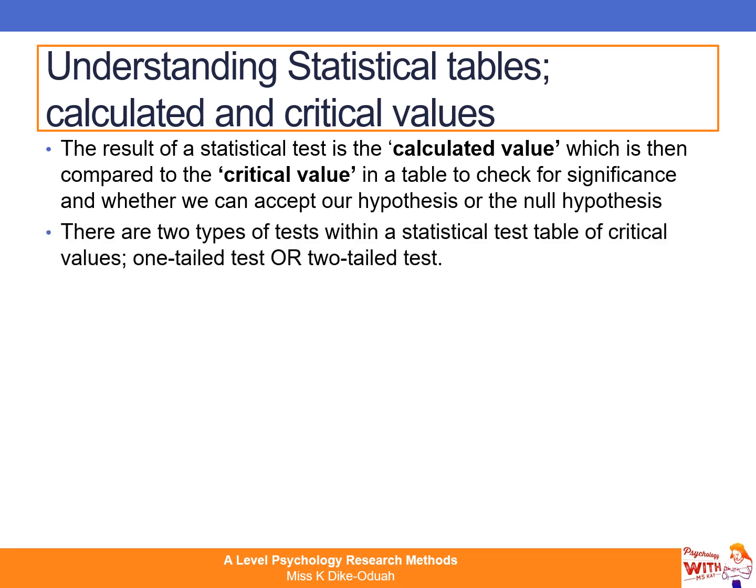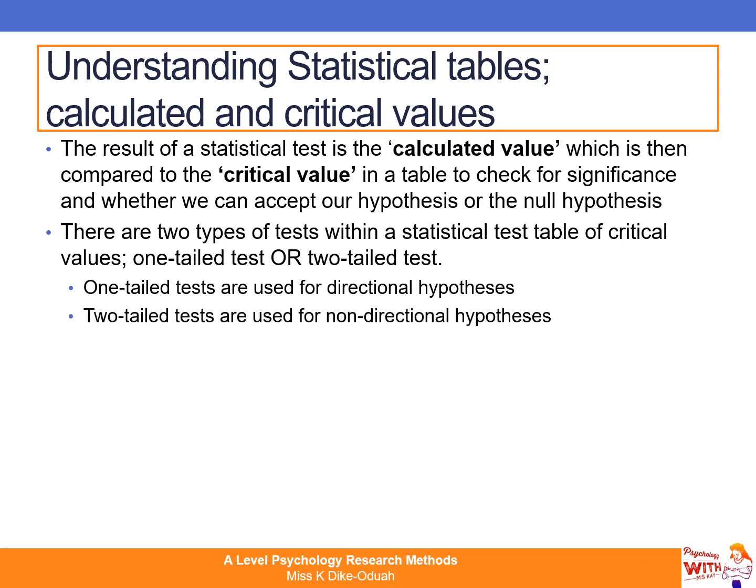There are two types of tests within a statistical test table of critical values, and they are the one-tailed test or the two-tailed test. One-tailed tests are used for directional hypotheses, and two-tailed tests are used for non-directional hypotheses. And it's at this point which I will help those who perhaps are still confused as to the difference between a directional hypothesis and a non-directional one.